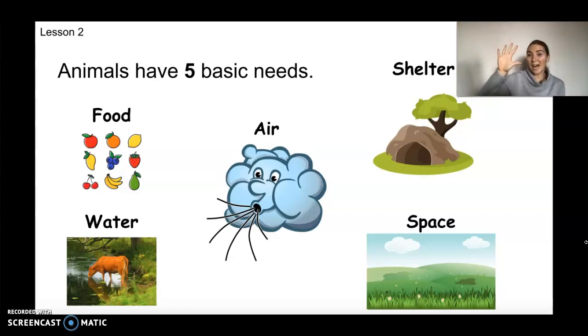So those are the 5 basic needs all animals have: food, water, air, shelter, and space.